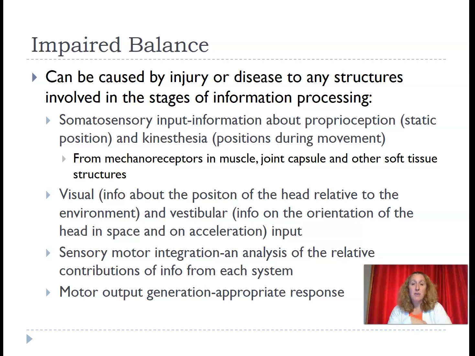Then we have the sensory motor integration, which is just, again, more processing of information relative to the environment if you're on a stable or an unstable surface. And then motor output generation is that your body is creating the response that is appropriate for the perturbation or the change in speed or surface necessary. So these are the different systems that affect balance. And if any one of these systems is impaired, it can result in impaired balance.